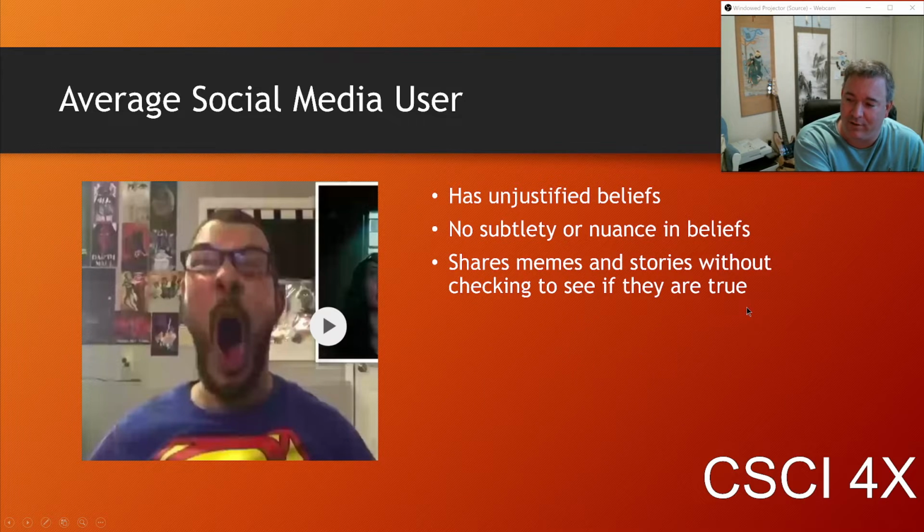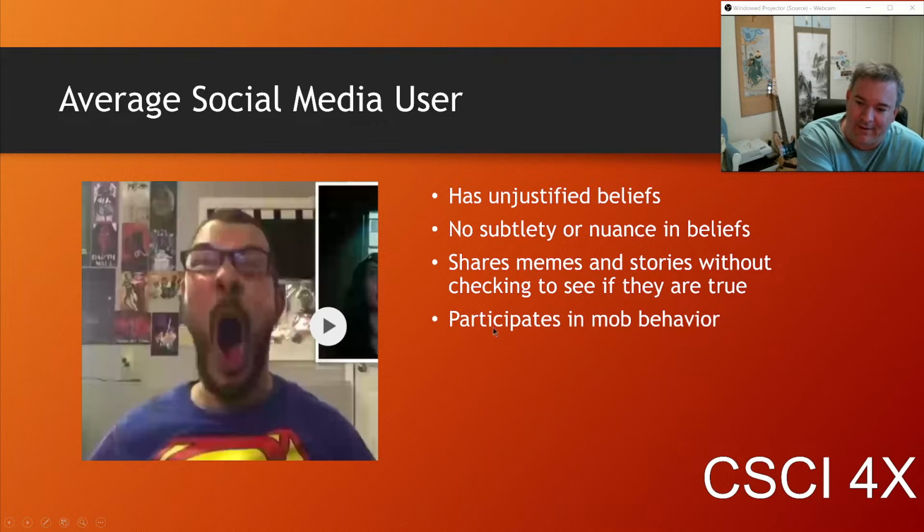They share memes and stories without fact checking them. That's a big thing. Like, click. I'm going to reblog this so fast. Yeah, all you read was the title, probably. They participate in mob behavior. They have these mob hunts occasionally on Twitter, on other social media sites, where somebody becomes a target and everybody joins in and talks about how horrible the person is.